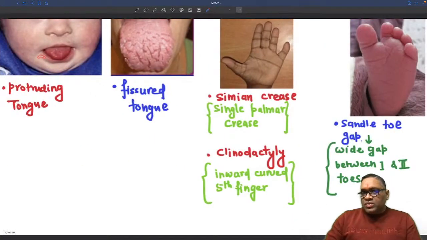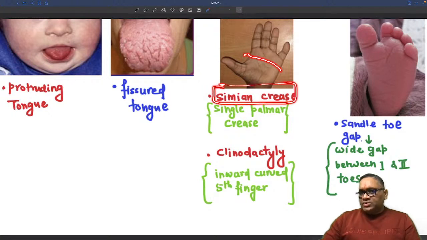In Down syndrome, you will also notice the tongue is coming outside, a protruding tongue. The child will have a protruding tongue because the mouth is small and the tongue is relatively larger. But when they become adolescent or adult, you will notice a fissured tongue also. So this is the fissured tongue. And simian crease: you can see only one palmar crease is present. A single palmar crease is called a simian crease.